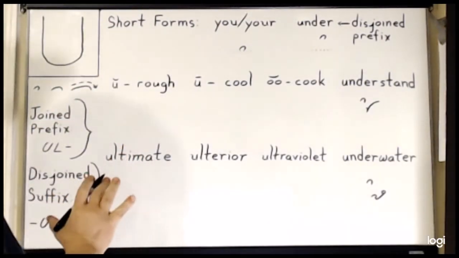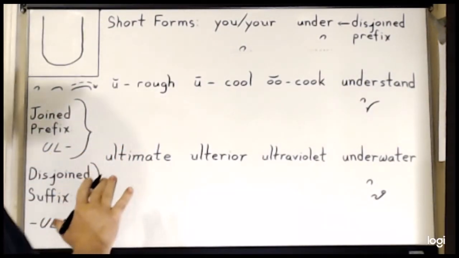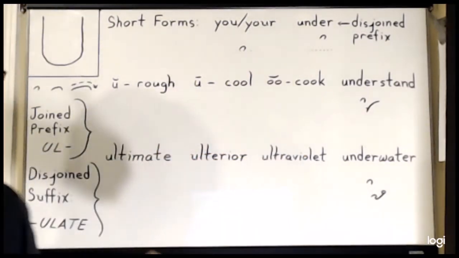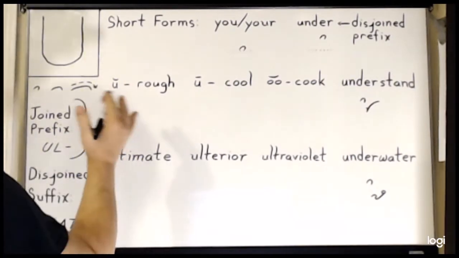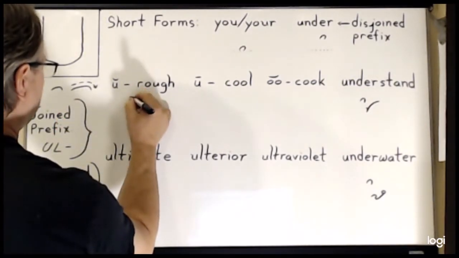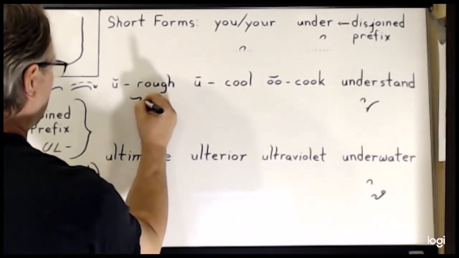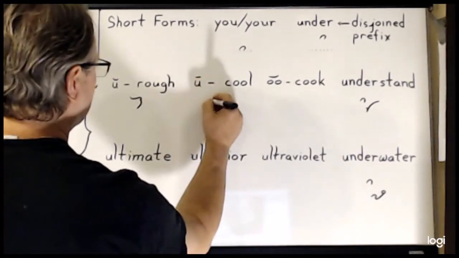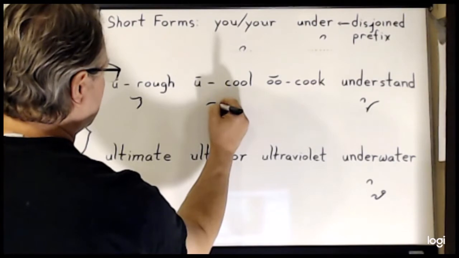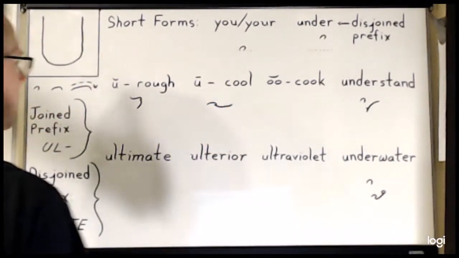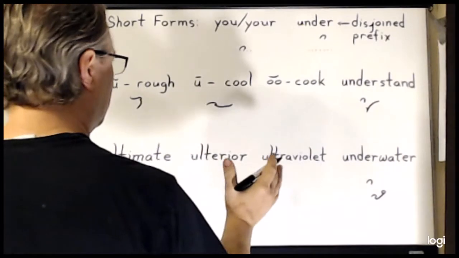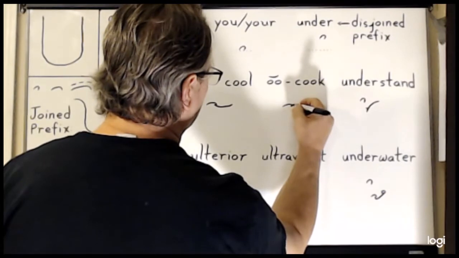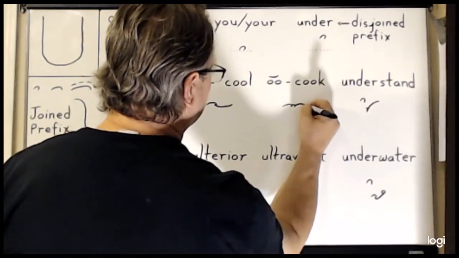Now the U stands for the various vowels of U, whether it be short, long, or the sound as in cook. So for the word rough in the short U sound, just simply R, U, F. For cool, which is the long U sound, it is K, U, L. And for cook, which is that short double O sound, it is K, U, and K again.